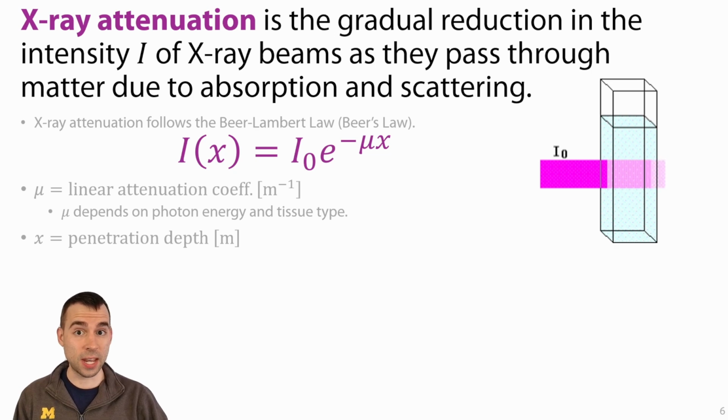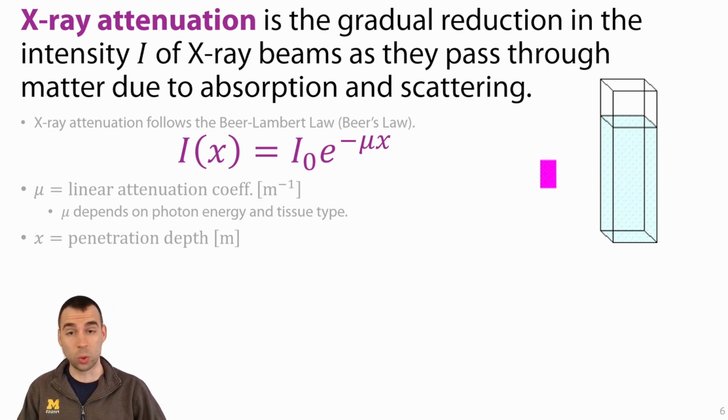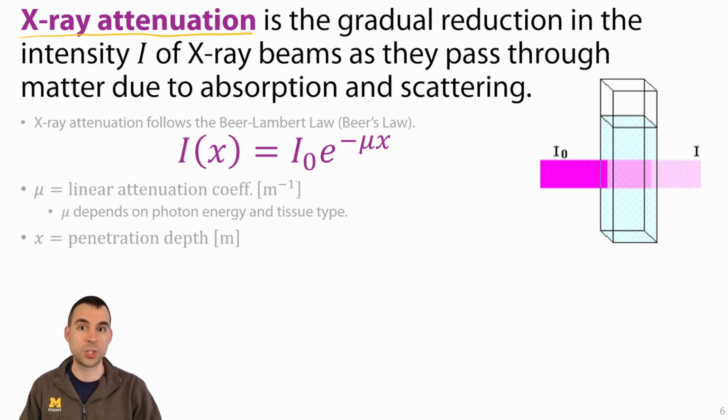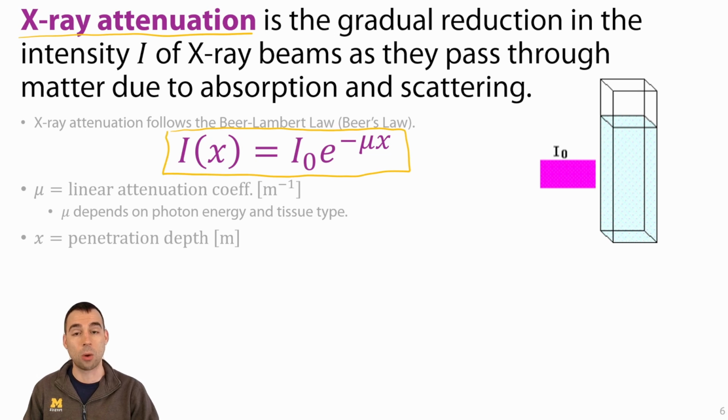X-rays attenuate the same way that all waves do through a medium. X-rays attenuate as they interact with matter, which means that they essentially die off or lose intensity as they pass through an object. And this intensity decreases exponentially according to exponential decay with the penetration depth, according to Beer's law, which we've seen previously for other waves like sound passing through material.